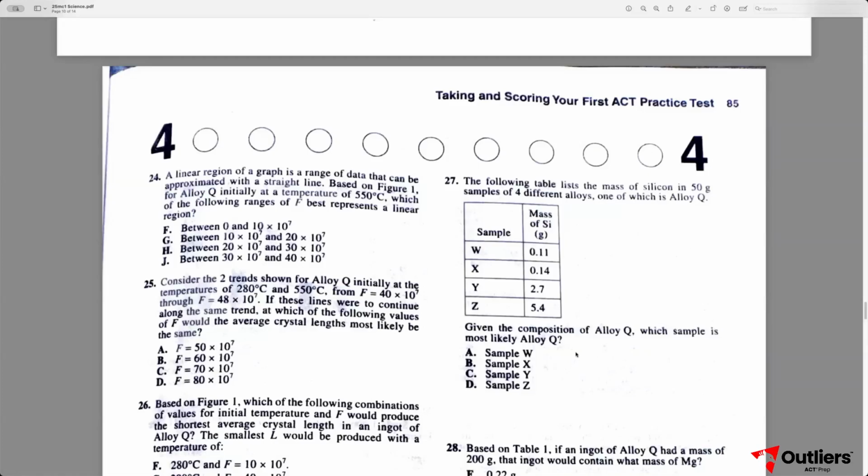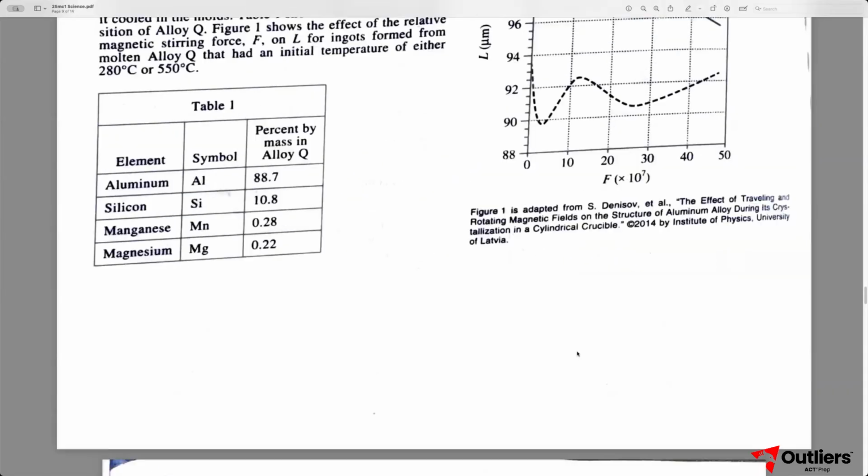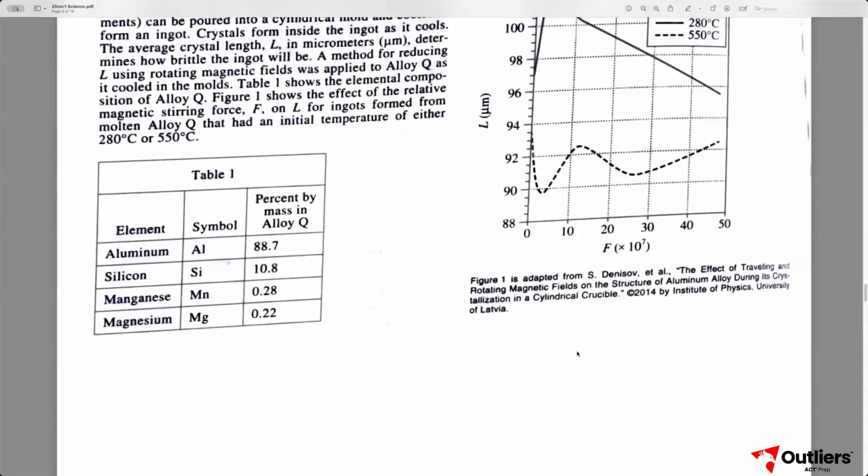Question 27. For this question, we need to pay attention to the mass and the units. So notice that what we're given here is the mass of silicon in a 50-gram sample. And we are asked to compare it to the composition of alloy Q. But notice what we're given up here is not the mass of silicon in alloy Q. Rather, what we're given is the percent by mass in alloy Q.